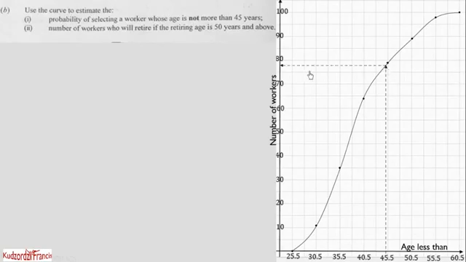Then we trace to the number of workers, because we are looking for the probability that a worker whose age is not more than 45 years. So it means all this, from here to here. The person will lie within this, not more than. All these people are not more than 45, and they are how many? They are 78. So 78 out of 100.